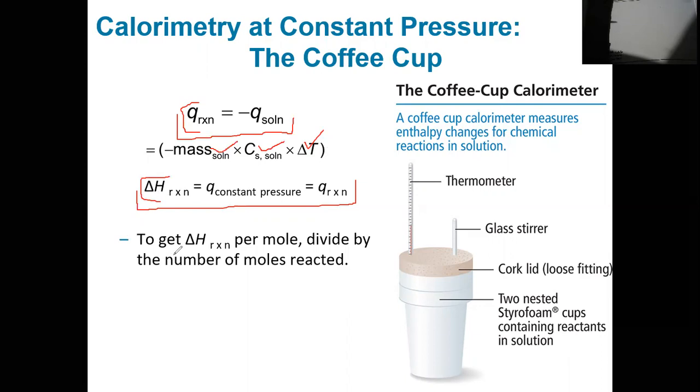Okay, then to figure out your delta H value in terms of moles, we're going to do the same thing we did before. We're going to take our kilojoules and we're going to divide it by however many moles were present in our reaction.